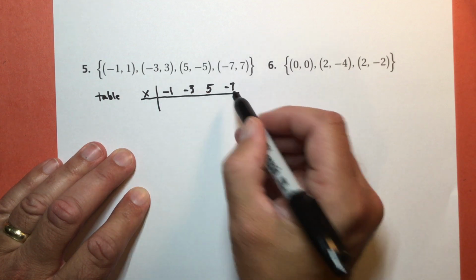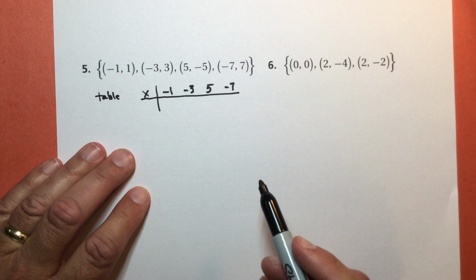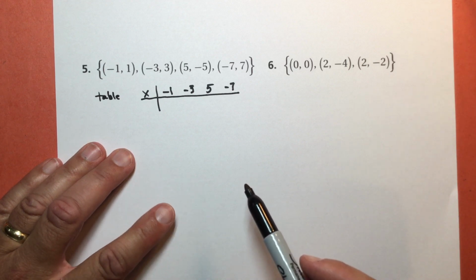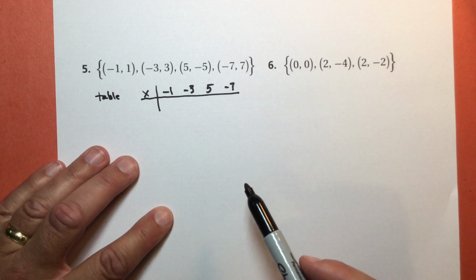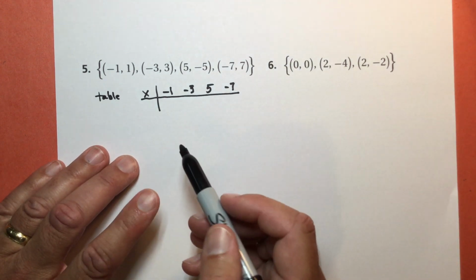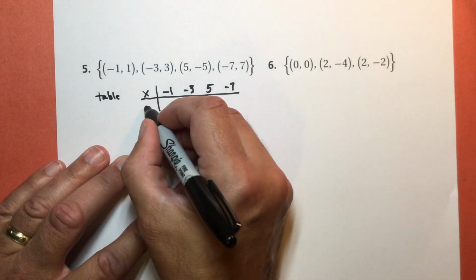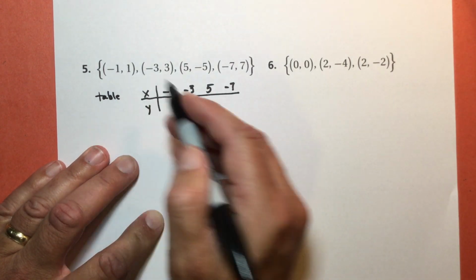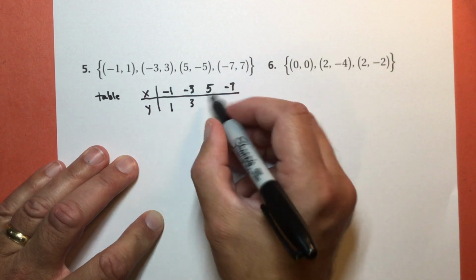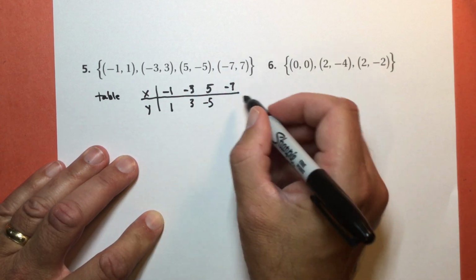Most of the time when I draw a table, I'm going to put the numbers in order, but you don't have to. The table is just a way of organizing it. When we get into more detailed stuff later, you're going to see that we try to do that to make it easier. The y's: -1 goes with 1, -3 goes with 3, 5 goes with -5, and -7 goes with 7.